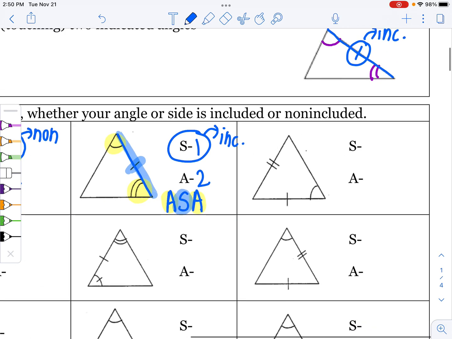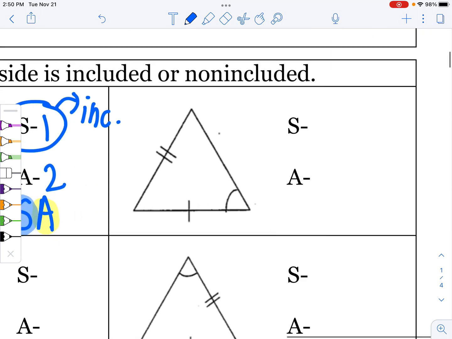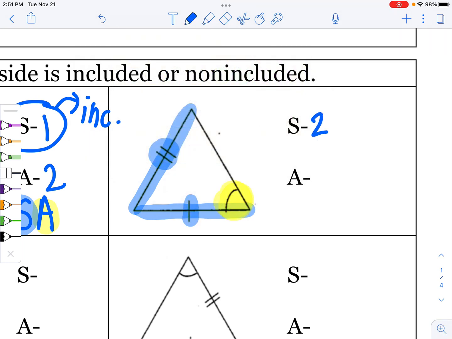All right, let's keep going. All right, this next picture, we've got a triangle. I've got two sides indicated. Both of these have congruence marks, and they're different than each other. So I've got two sides and one angle. So we just have to ask ourselves, is that angle included or non-included? Is it touching both sides, or is it only touching one? Unfortunately, it's only touching one, so this is going to be a non-included angle. And so I'm going to write SSA.